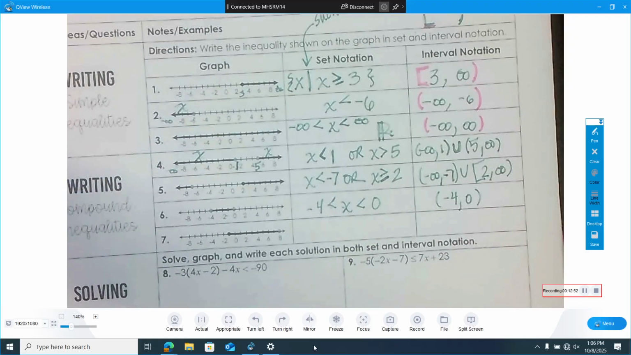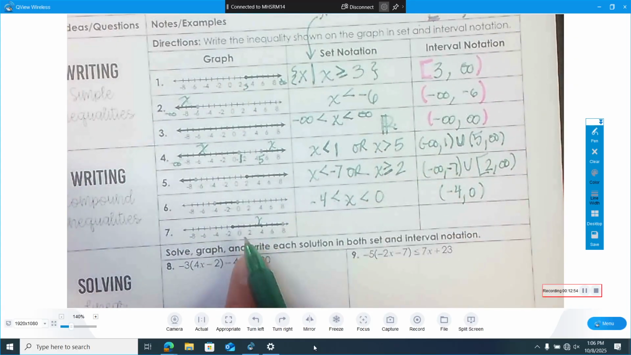Let's do the last one really fast here. Again, we have values in between. So x is in between what and what?